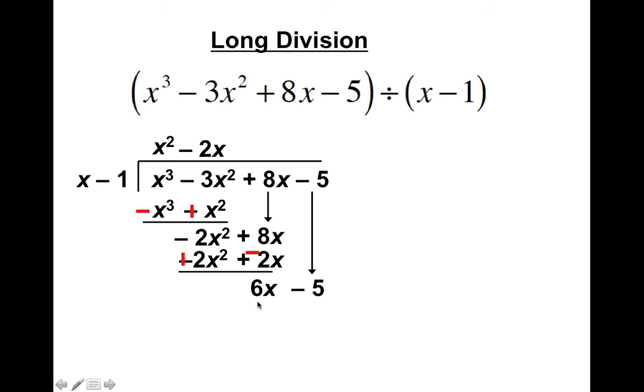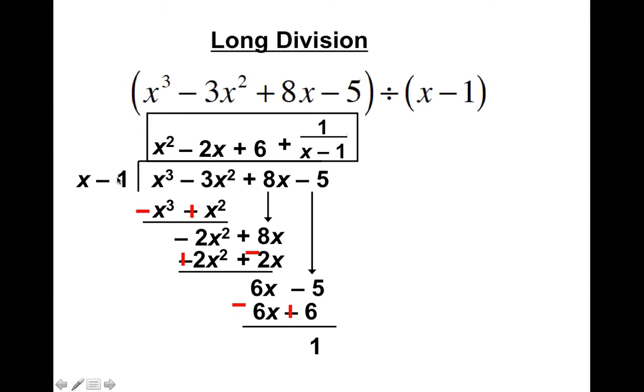X times what is 6x? That would be a positive 6. Now we multiply that through. 6 times x is 6x. 6 times negative 1 is negative 6. You're subtracting that entire row, so change both signs. Notice how 6x minus 6x cancels, so I'm left with a negative 5 plus 6, which is a positive 1. So my remainder is 1 over what I'm dividing by, x minus 1. So this is the way we did this on our last lesson, using long division.